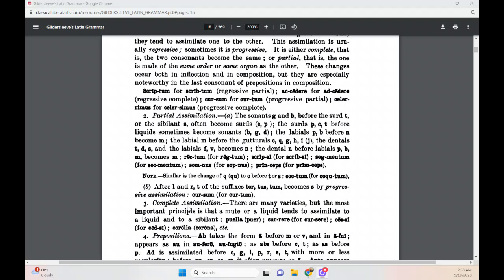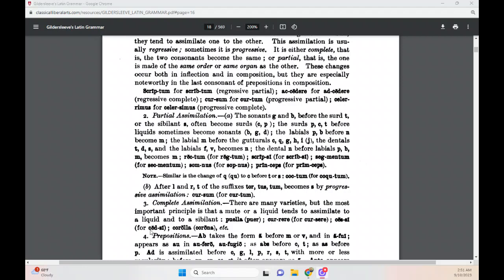Complete assimilation. There are many varieties of complete assimilation, but the most important principle is that a mute or a liquid tends to assimilate to a liquid and to a sibilant. A mute or a liquid consonant sound tends to assimilate to a liquid and to a sibilant. So for example, let's just find a good example here.